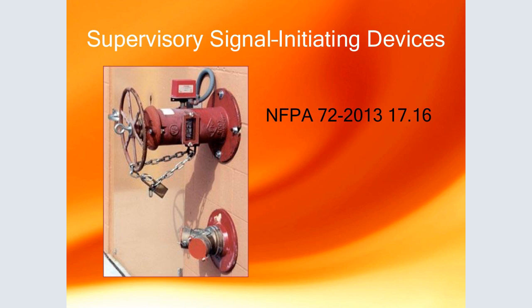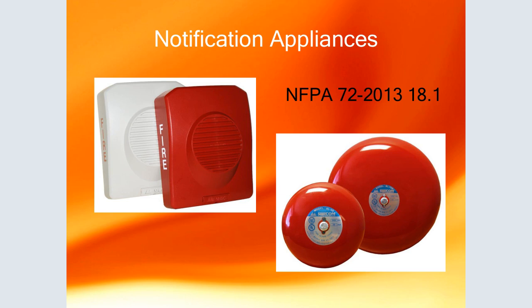Then supervisory signal initiating devices. You can see these ones are manually operated. They are pulled so that they can start. These are called hose reels. They can put off fire by supplying water.